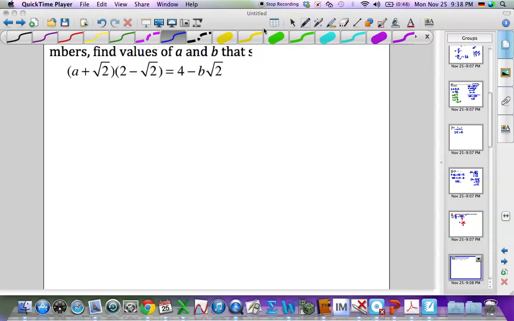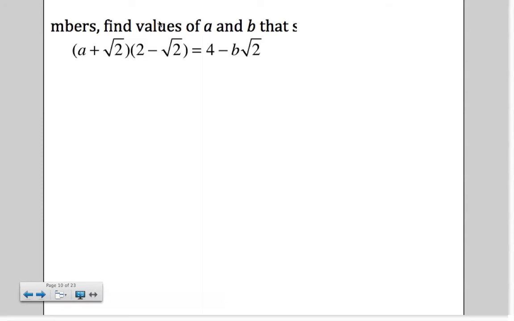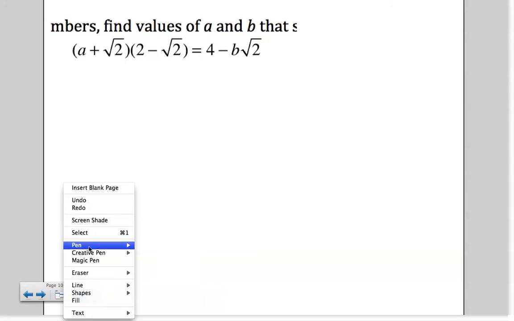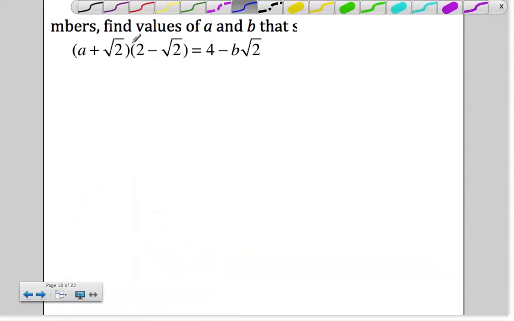Next one's a little bit tricky, but let's have a go. So, the instructions are to find values of A and B that make this statement true. I'm just going to start by looking at what is on the left-hand side. Actually, no, let's look at the right-hand side first.